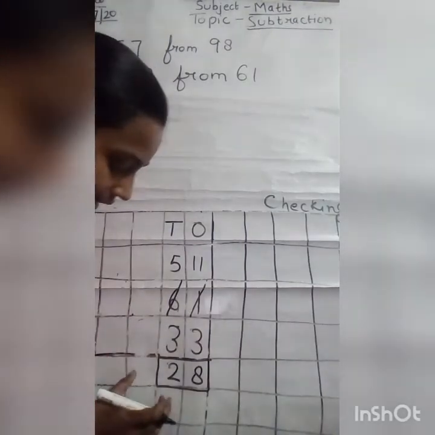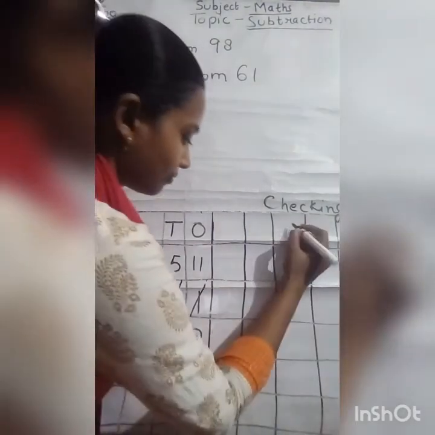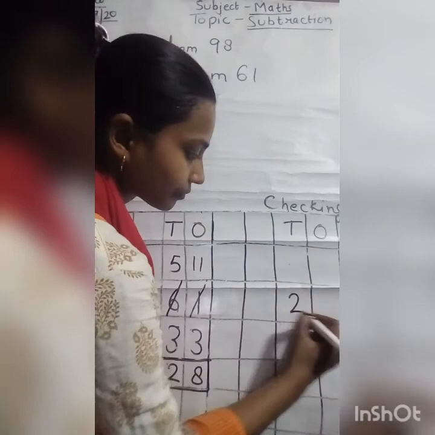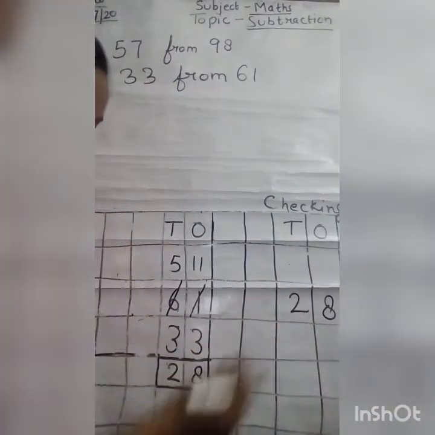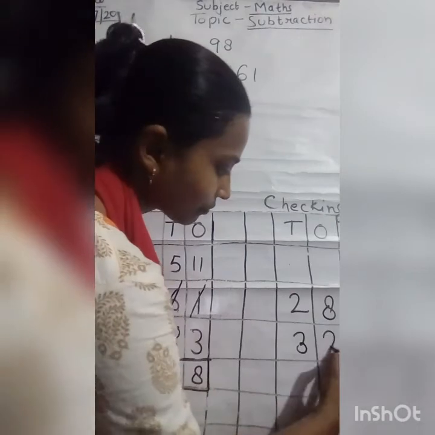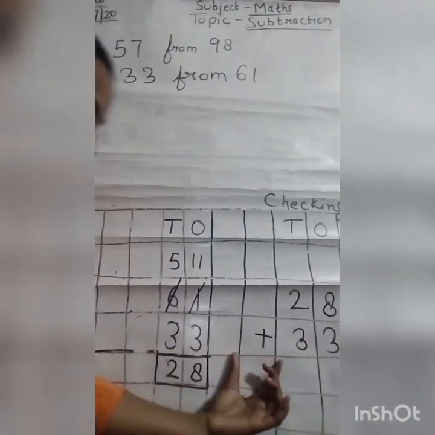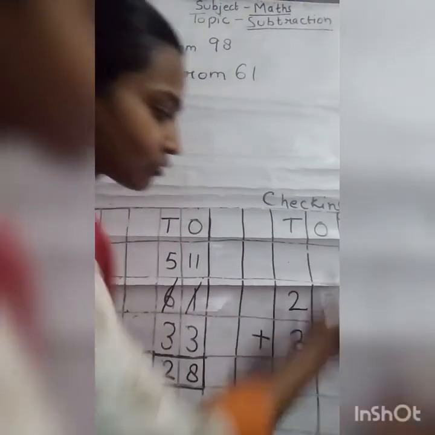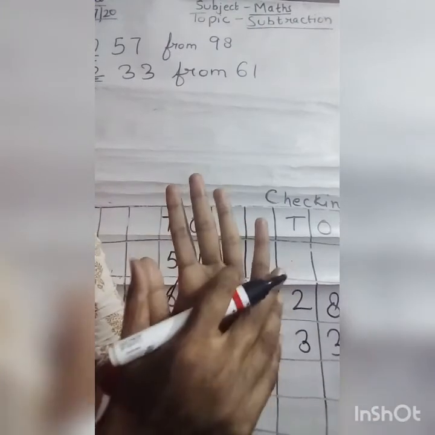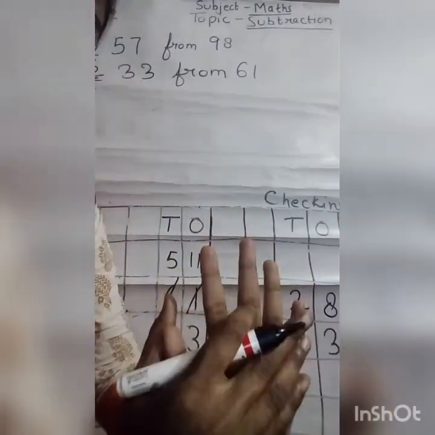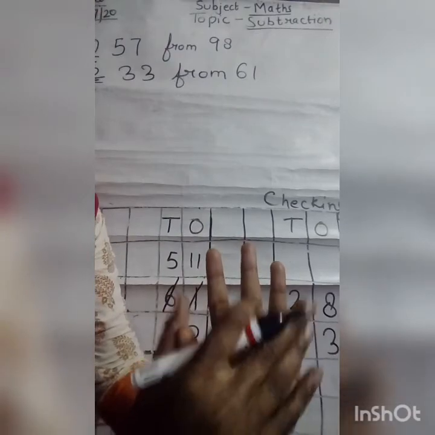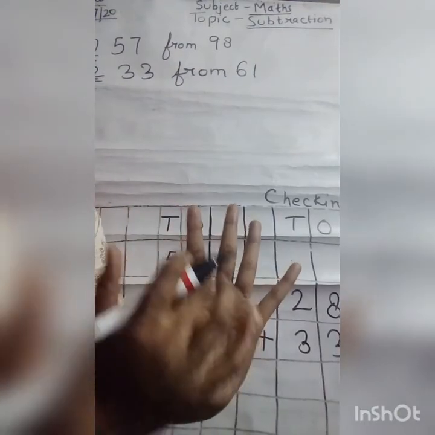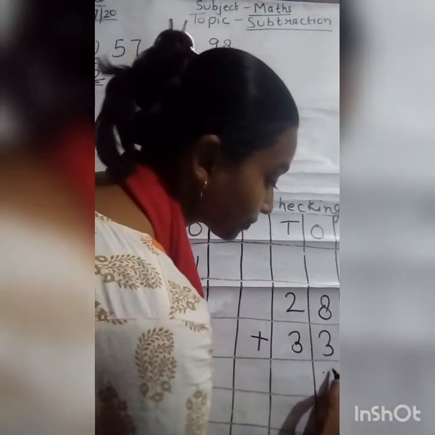We first take the difference which we got, 28, in the first row, with ones and tens columns. Then 33 in the second row. In the second column we take the addition sign, because we are checking. So 8 plus 3: we go forward because we are adding. 1, 2, 3, 4, 5, 6, 7, 8, 9, 10, 11. 8 plus 3 is 11.